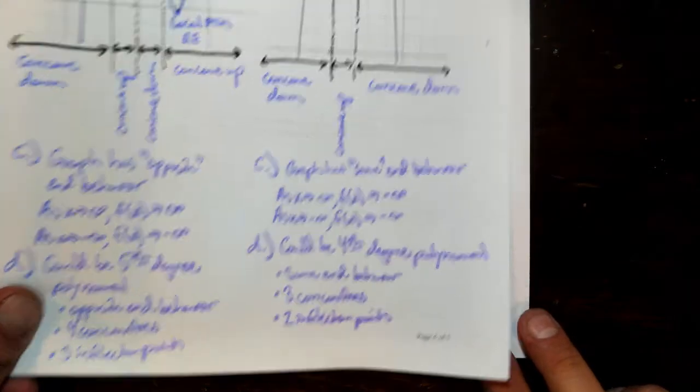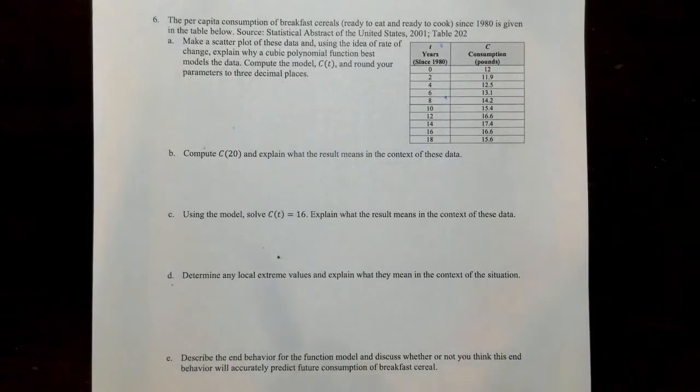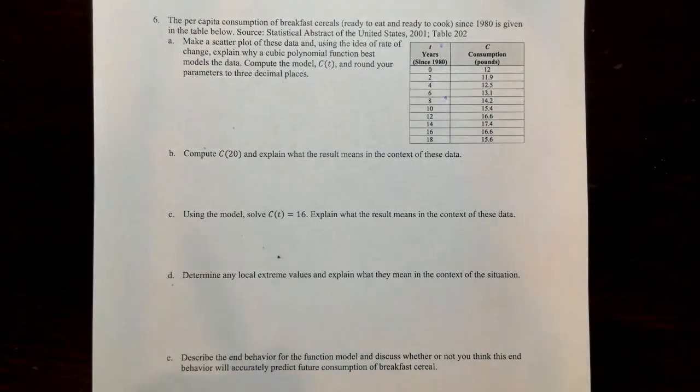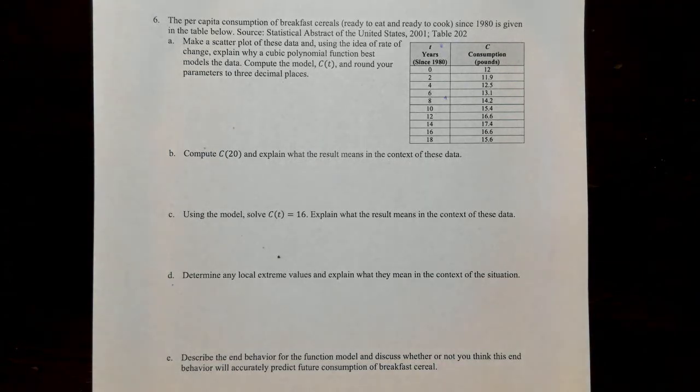All right. So now we're on to the last page. All right, the per capita consumption of breakfast cereals, ready to eat and ready to cook, since 1980 is given in the table below. So part A, make a scatter plot of the data, and using the idea of rate of change, explain why the cubic polynomial function best models the data. So compute the model C of t and round your parameters to 3 decimal places.